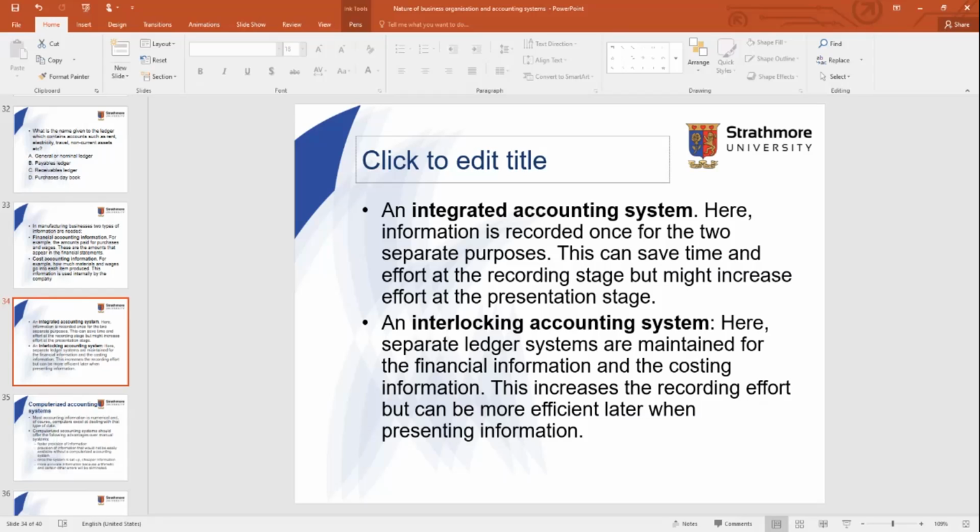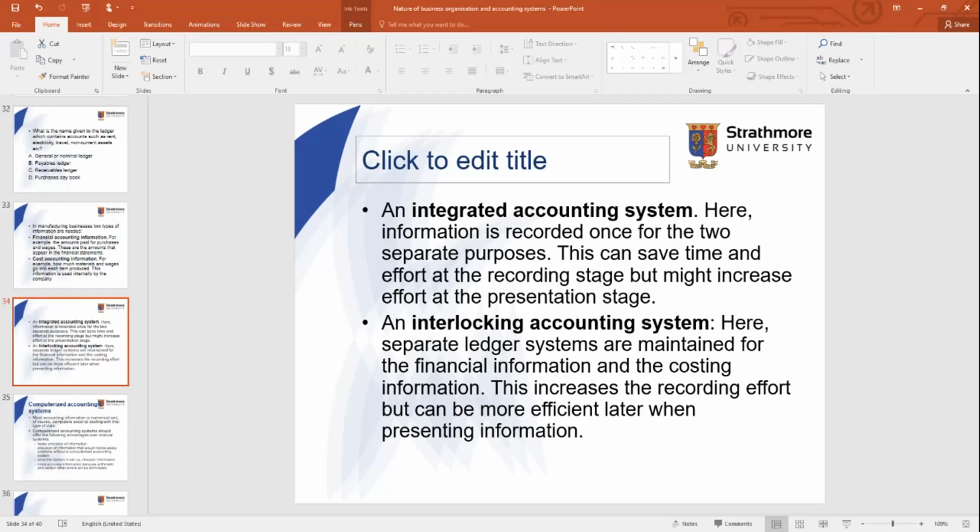Now, in the case of interlocking, this is the difference. If, for example, the company is using a manual system, when it comes to the recording of the information, we record for the financial accounting separately and record for the cost accounting separately. Then at the end of the day, you will reconcile the differences. Because there could be differences between what appears on the financial accounting side and what appears on the management accounting side. So you're going to be preparing the two sets of information individually, one for financial accounting and one for management accounting.